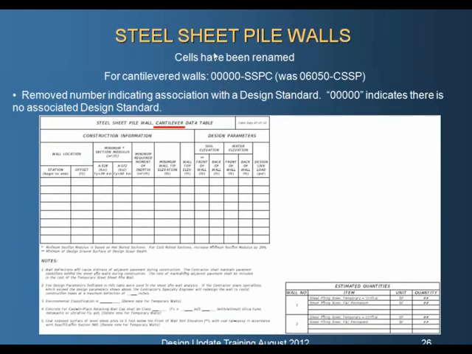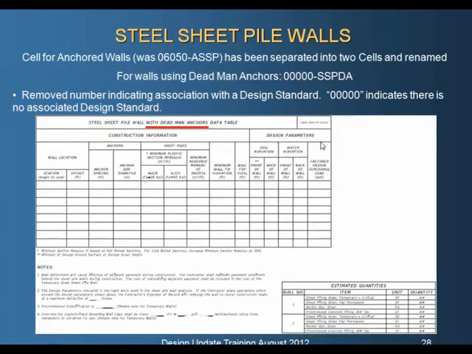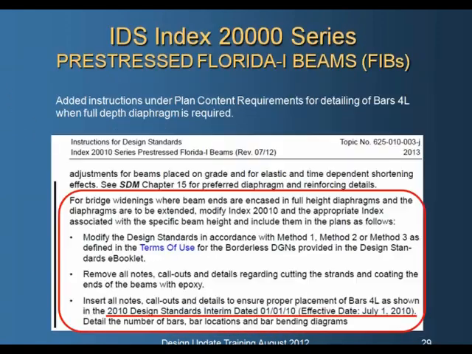We also did the same thing for steel sheet piles. However, you'll notice in the name change, we've also changed the numbers. Previously it was 6050. It's now 000, keeping in line with the fact that if it is not associated with a design standard, it will not have a number associated with it either. So these data tables have been updated, and there are new data tables for the anchored walls.